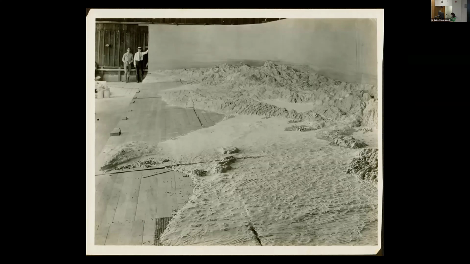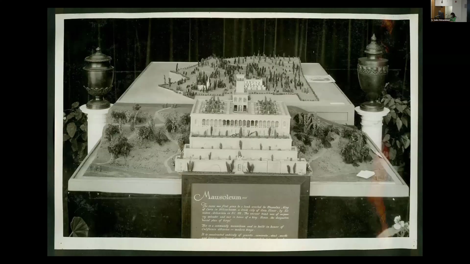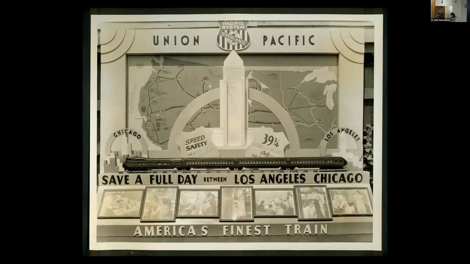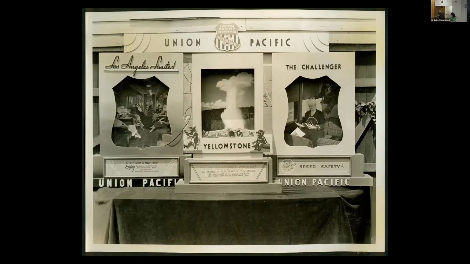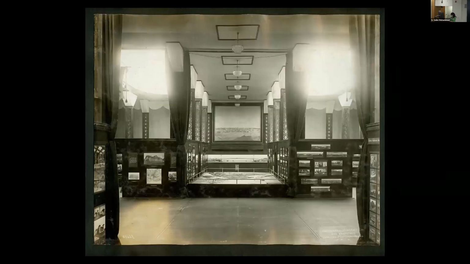Often he worked with developers on models of planned cities and the Forest Hill Cemetery in Los Angeles, and for the Union Pacific Railroad, making window installations for the railroad showing popular destinations like Yellowstone, Bryce, and Zion, or the comforts of train travel. He had showed his work, and here it is, a map of New York City and San Francisco before at the 1915 Panama Pacific Exposition.